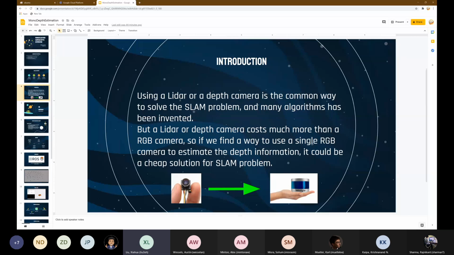It's very popular to use a LiDAR or a depth camera in solving a SLAM problem. But I'm trying to use a single RGB camera to do this. This is because if we're using an RGB camera, we can save a lot of money. You know, LiDAR is very expensive, and an RGB camera is usually very cheap.